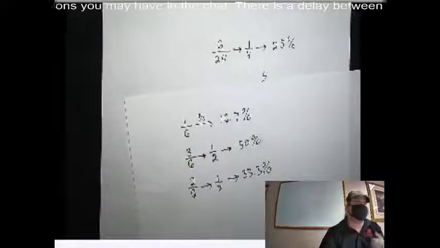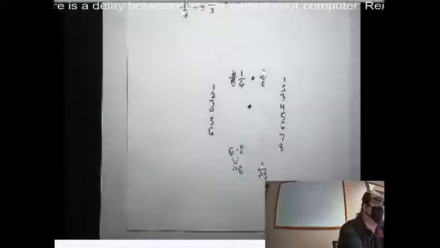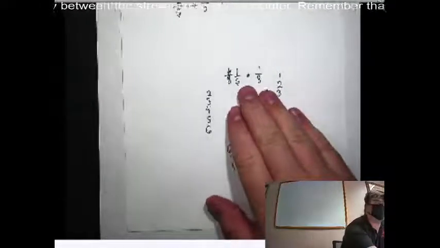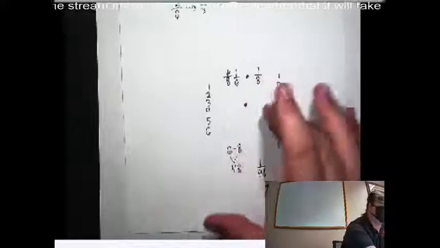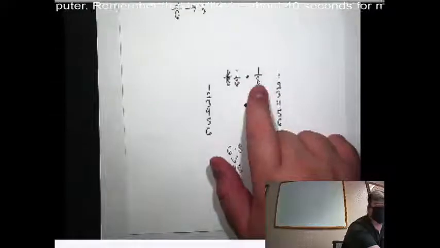Okay? Pretty simple. Once we start doing more than one thing, we need to start combining these probabilities. This is what's called compound probability. And in compound probability, you find the probability of the first one and multiply it by the probability of the second one.